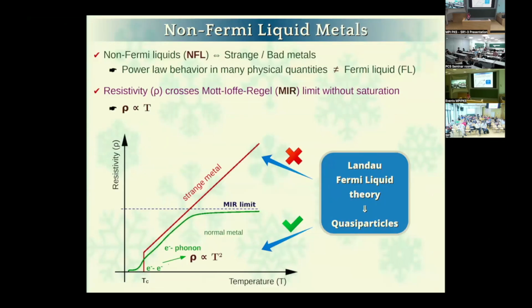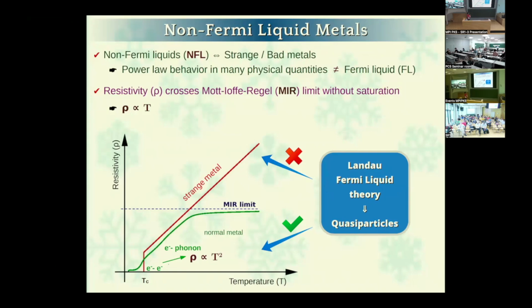Okay, but that's a very nice story that we get to read about in our textbooks, or we can see it in most metallic systems. But we are also aware of systems where these nice features are not quite obeyed. And these I will broadly call non-Fermi liquid metals. They are also sometimes called strange or bad metals because the power law behavior in many physical quantities is not the same as what you would expect in a Fermi liquid.